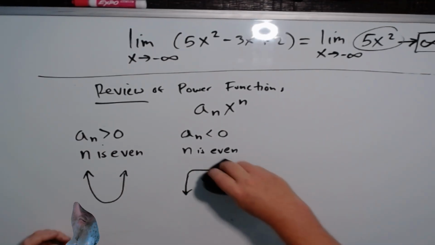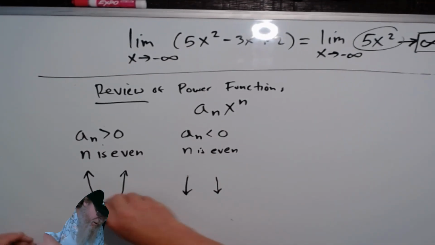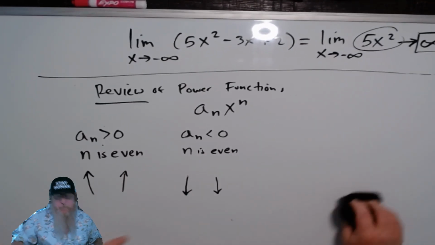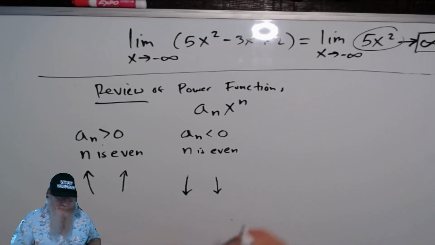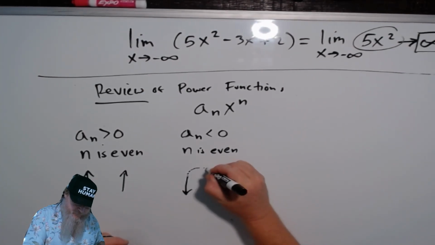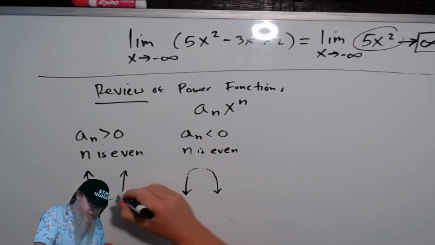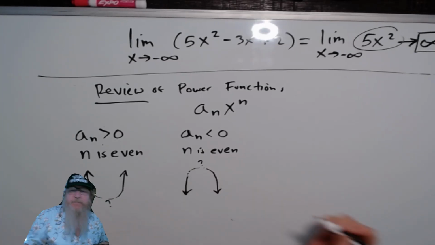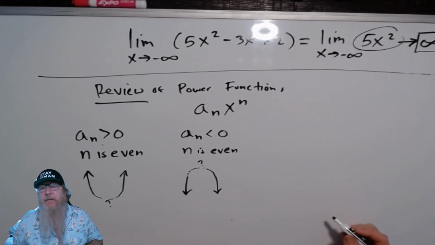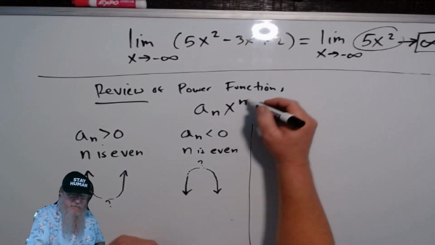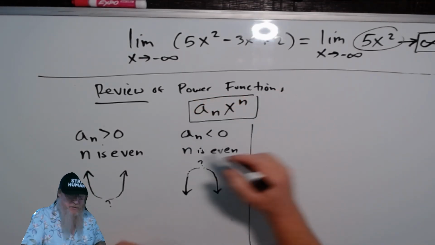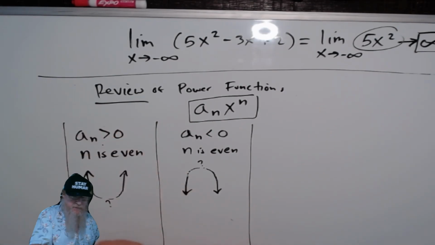So you could just say, well, we don't really know that behavior. We're just looking at what happens to the arrows. So they're both going down, because you don't really know what's happening in here. We'll get to that later. So all power functions fall into these four categories.